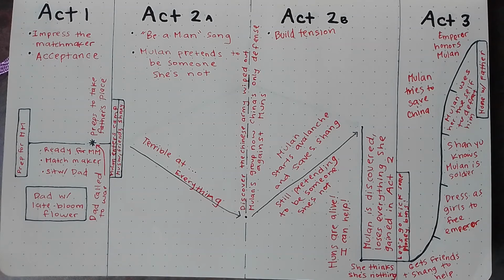At the beginning, she failed with the matchmaker. At the end, she has a date with someone she really likes. She is accepted by her family, and most importantly, accepts herself for who she is. So that is the breakdown that I came up with of Mulan.